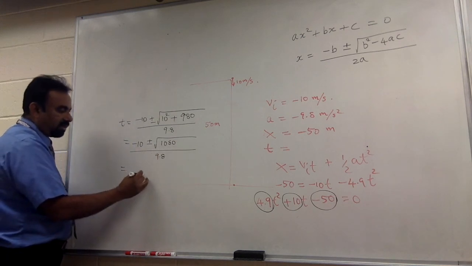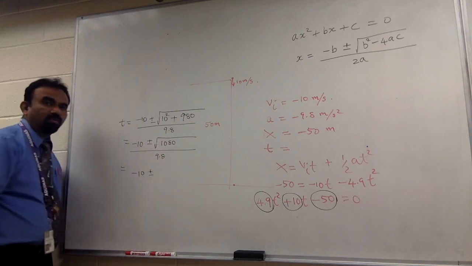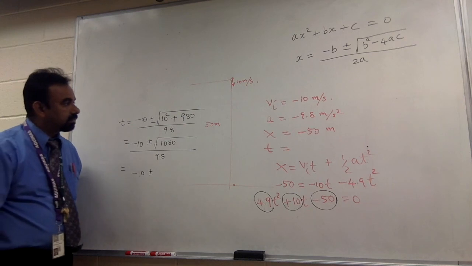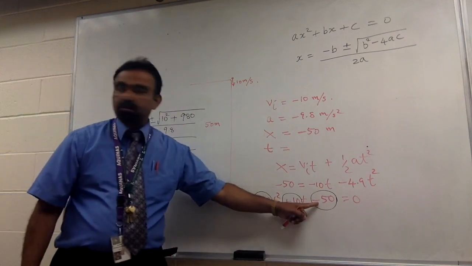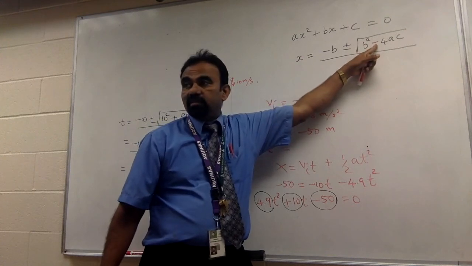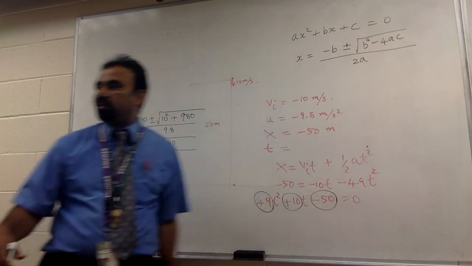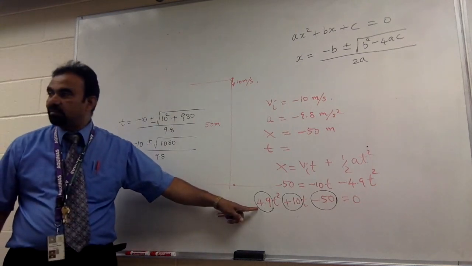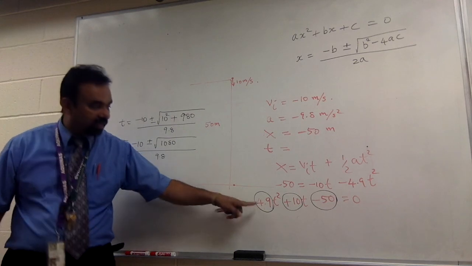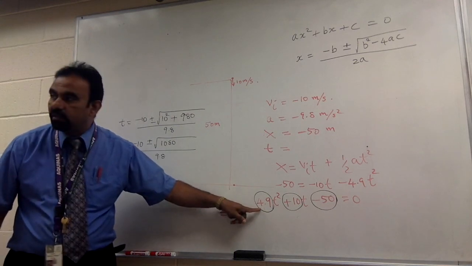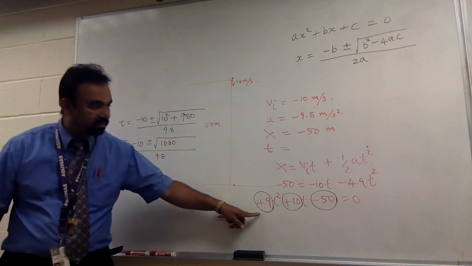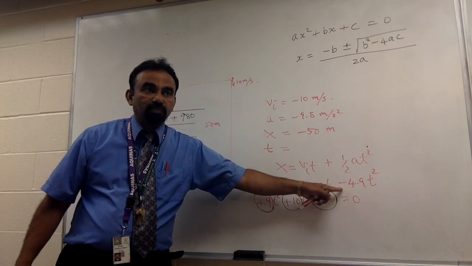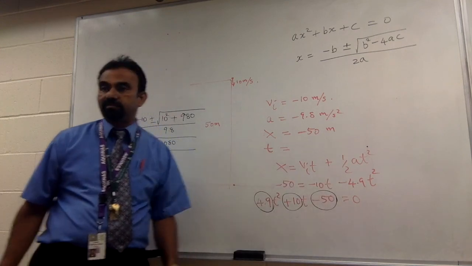The next step: minus 10 plus or minus the square root of 1080. Is that 980 negative? No, it's plus, because the equation already had a minus sign there, and C was a negative 50. Is A positive? Yes, A is positive 4.9. Don't look at the original equation; it is not the format required. You have to bring it to this format, then you work it out.